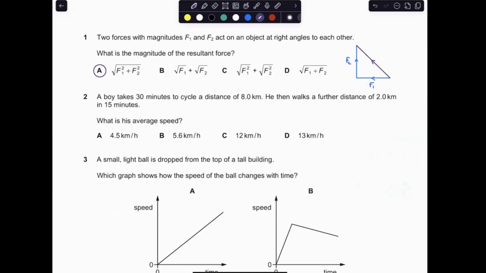The next one is a boy takes 30 minutes to cycle a distance of 8 kilometers. He then walks a further distance of 2 kilometers in 15 minutes. So what's the average speed?